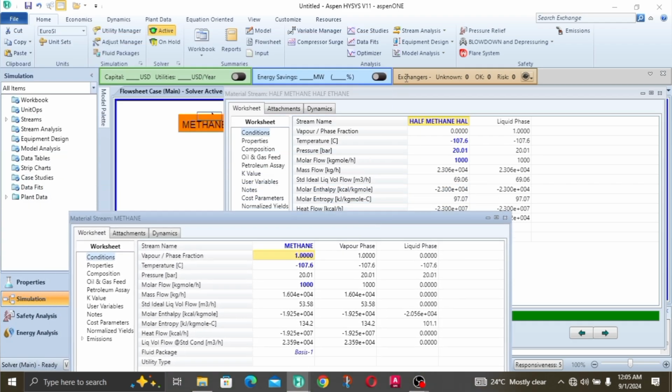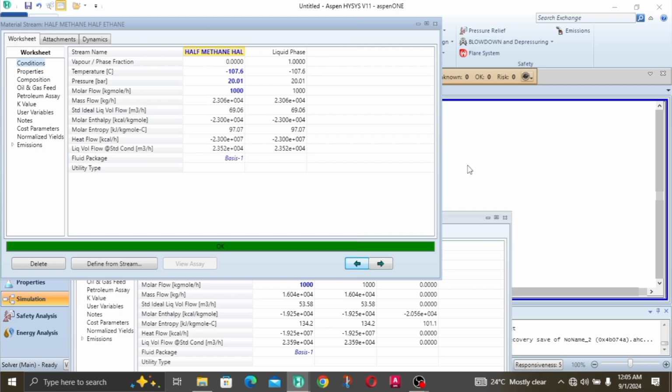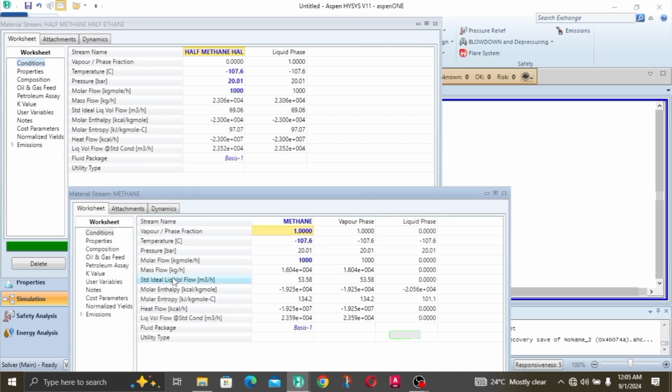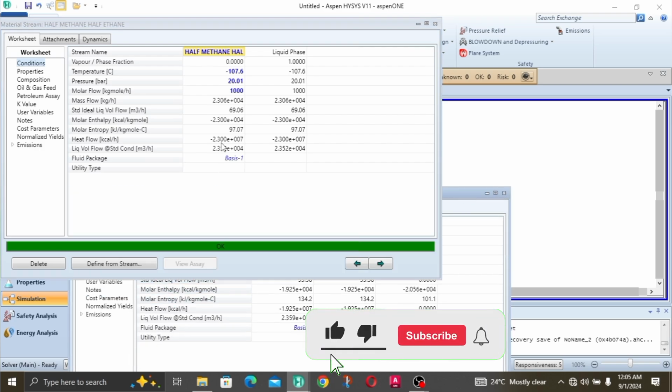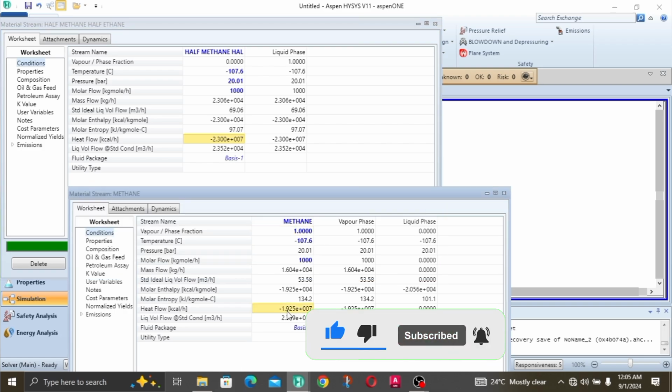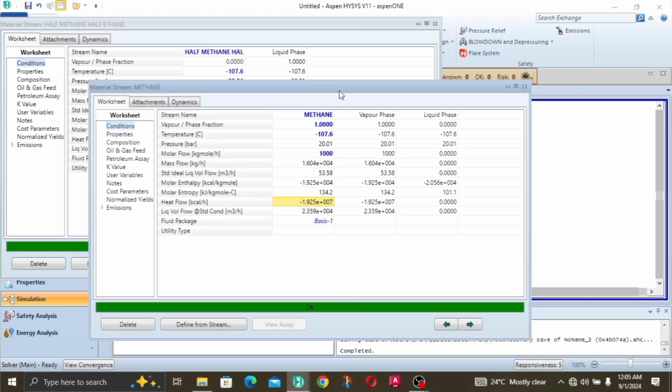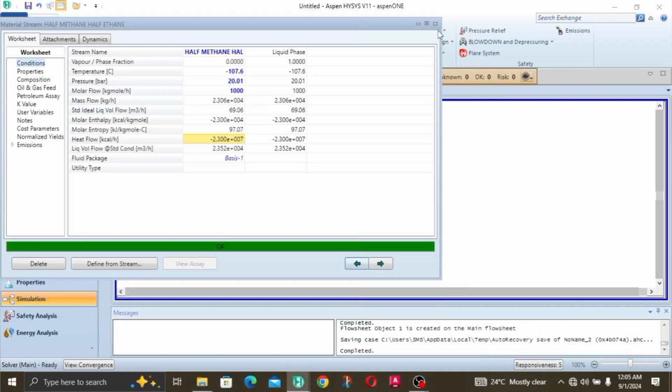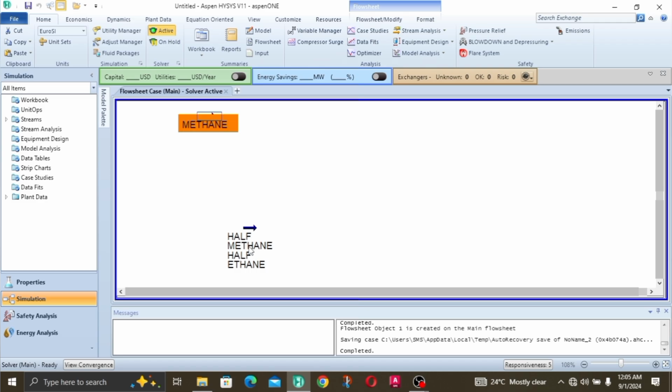And if you check down here, even though we're going a little bit outside the beginner's circle, you could see that the heat flow changes. It's a negative 2.3, and over here we're having a negative 1.925. So that's about it for creation of streams on Aspen HYSYS.